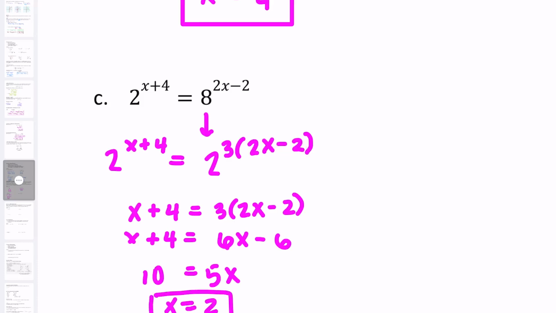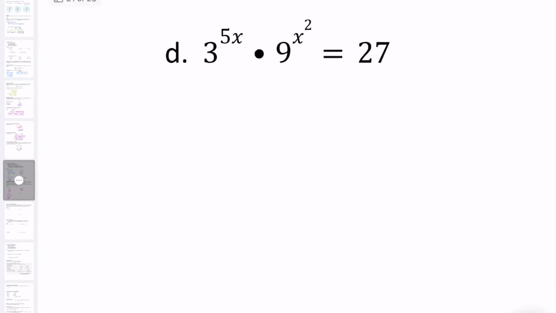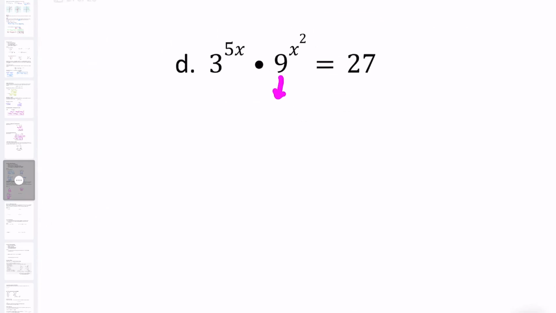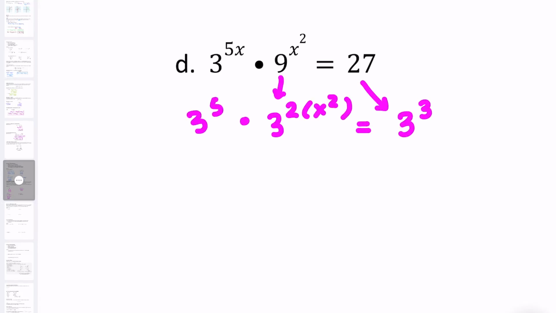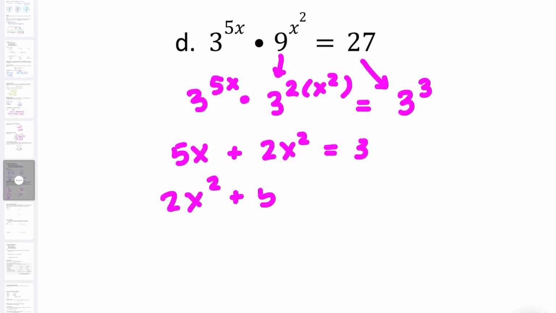The last one that we're going to do has 3 numbers. We're going to work with 3, 9, and 27. That means we need to rewrite 9 as 3 squared, and we need to write 27 as 3 cubed. From there, we have everything we need. We'll go ahead and write this out without the bases. Let's write this in standard form of a quadratic and set it equal to 0.